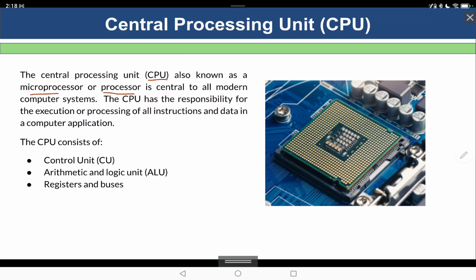Now, what is the function of the CPU? The CPU is responsible for executing or processing all the instructions and data in a computer system. And the CPU will contain three main components, which are the control unit, the arithmetic and logic unit, the registers, and also the buses play an important role in helping all these components to communicate.